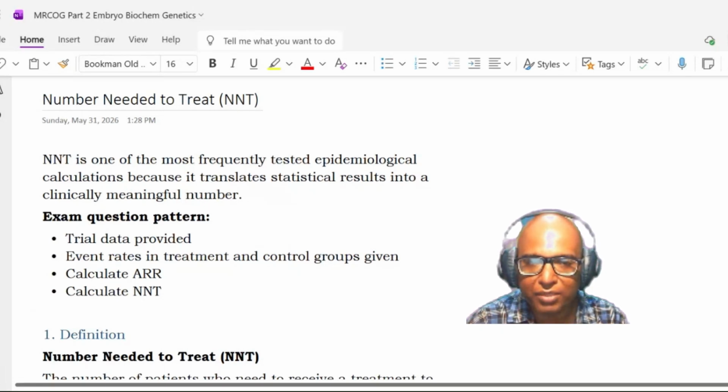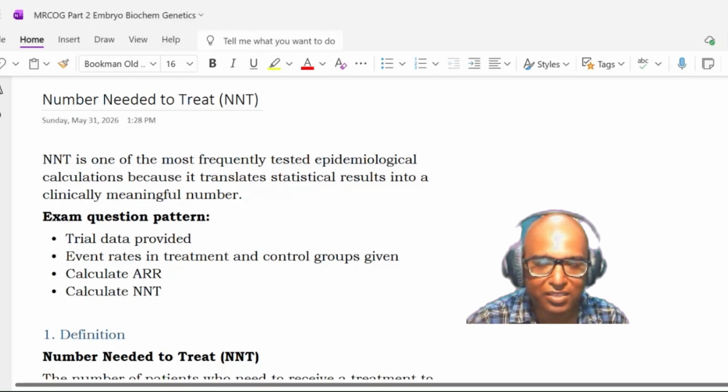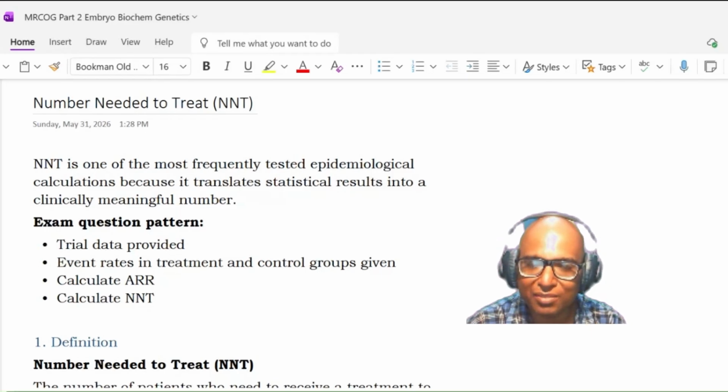So today we continue with the biostatistics module, and today's topic, which is asked every time, is number needed to treat, NNT. There will always be one question on this, so concentrate on this particular topic till the end.